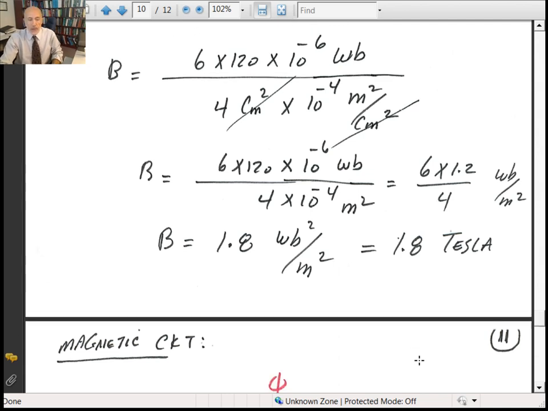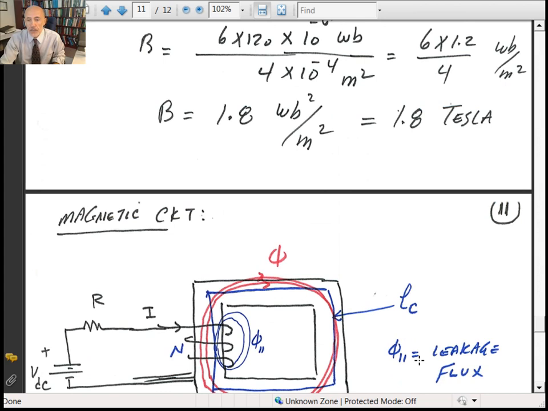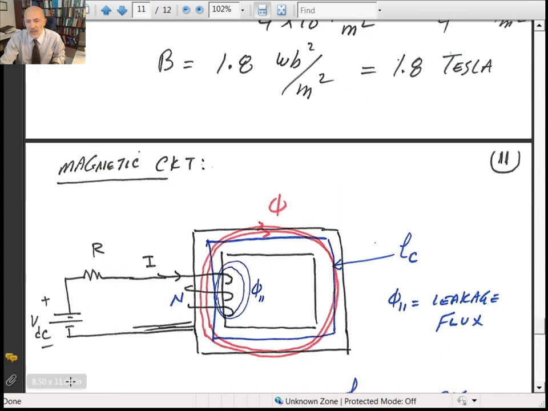Let's look at magnetic circuits. Magnetic circuits are built using some type of ferromagnetic material, and we're going to see right now why you want to use ferromagnetic materials. Why not just use air? The reason is you can generate a very high magnetic field with a very small current.